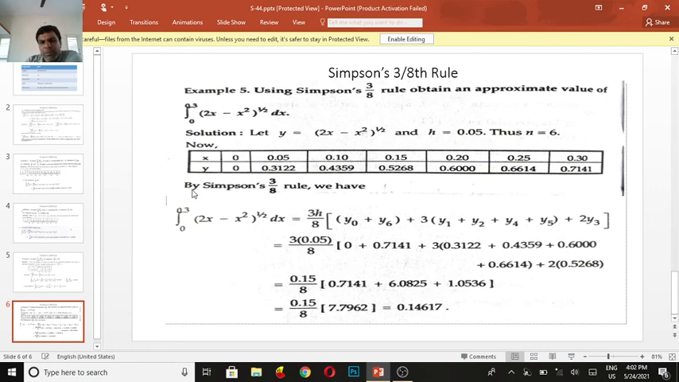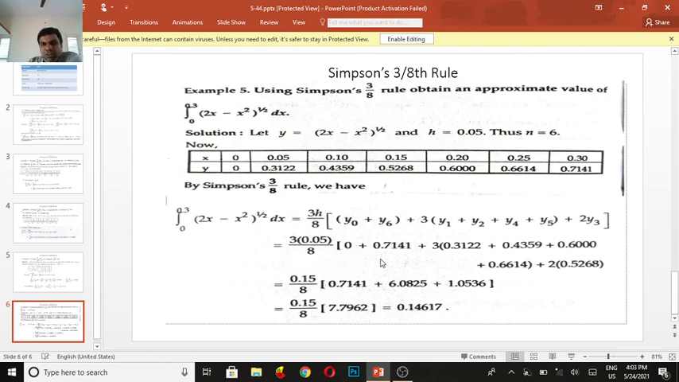So by using the Simpson 3/8 rule, use the formula. We get y0, y1, y2, y3, y4, y5, y6. So the integral from 0 to 0.3 of (2x minus x square) whole raised to 1/2 dx. What's the 3/8 rule? 3h by 8 times (y0 plus y6 plus 3 times (y1 plus y2 plus y4 plus y5) plus 2 times the odd multiple of 3), so 2 times y3. Here h is 0.05, so 3 times 0.05 divided by 8.